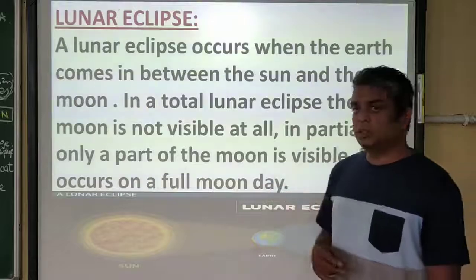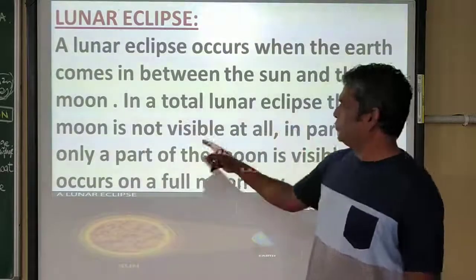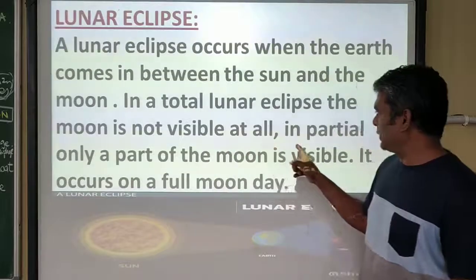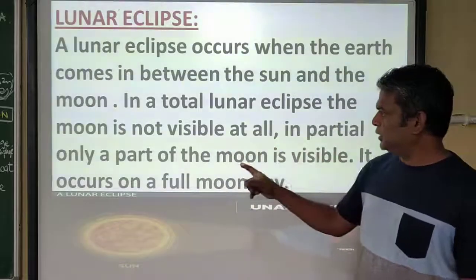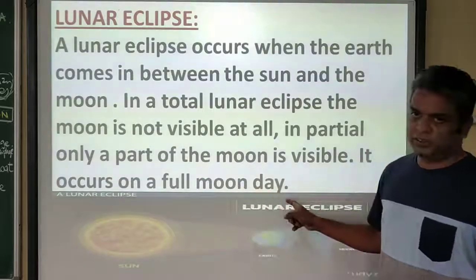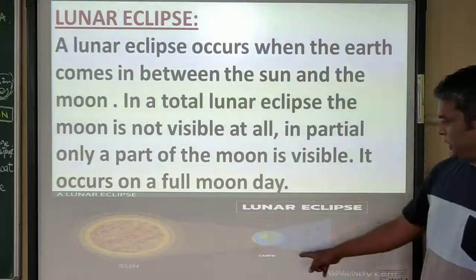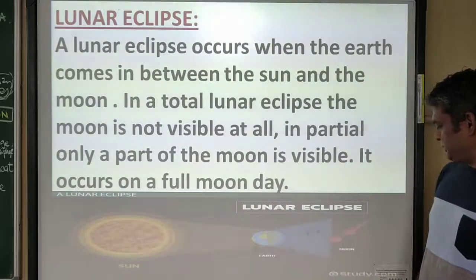Lunar eclipses are also of two types. In a total lunar eclipse, the Moon is not visible at all. Okay? In partial, only a part of the Moon is visible. It occurs on a full moon day. So here you can see a picture of a lunar eclipse where the Earth is in the center.